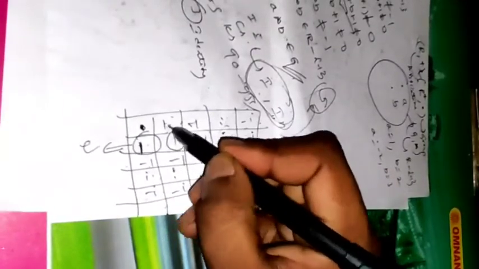Okay, and what is the inverse element here? For 1 the inverse element is 1 only, for minus 1 the inverse element is minus 1, for I the inverse element is minus I, and for minus I the inverse element is I. Okay, now we understand this problem. This satisfies all the axioms of the group. That means this forms a group.